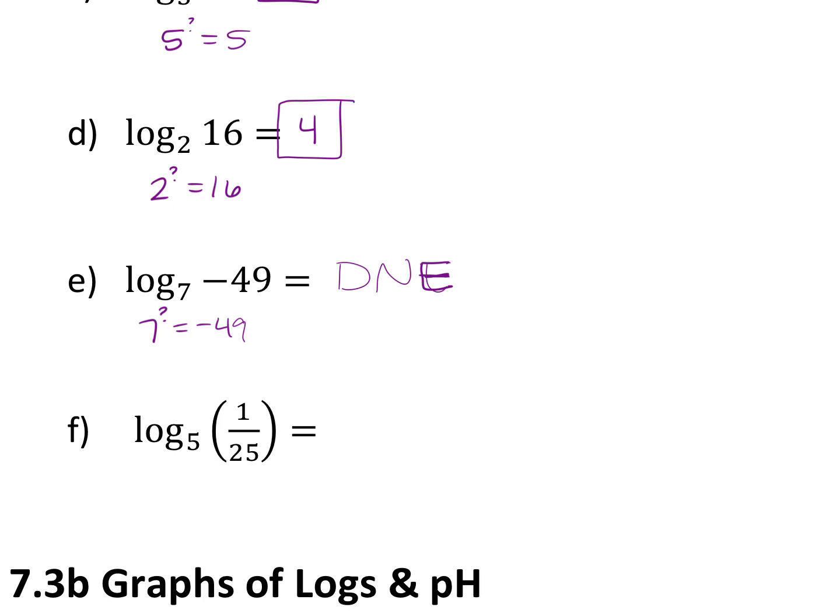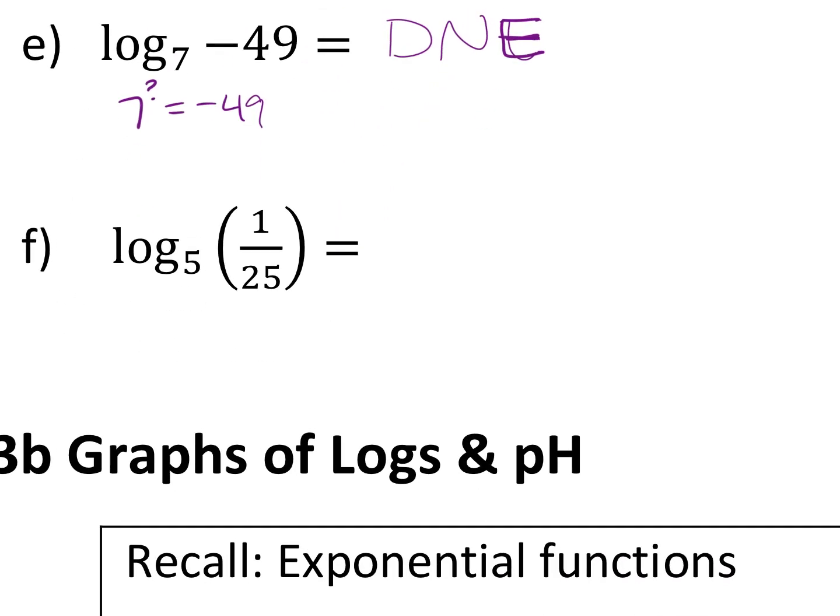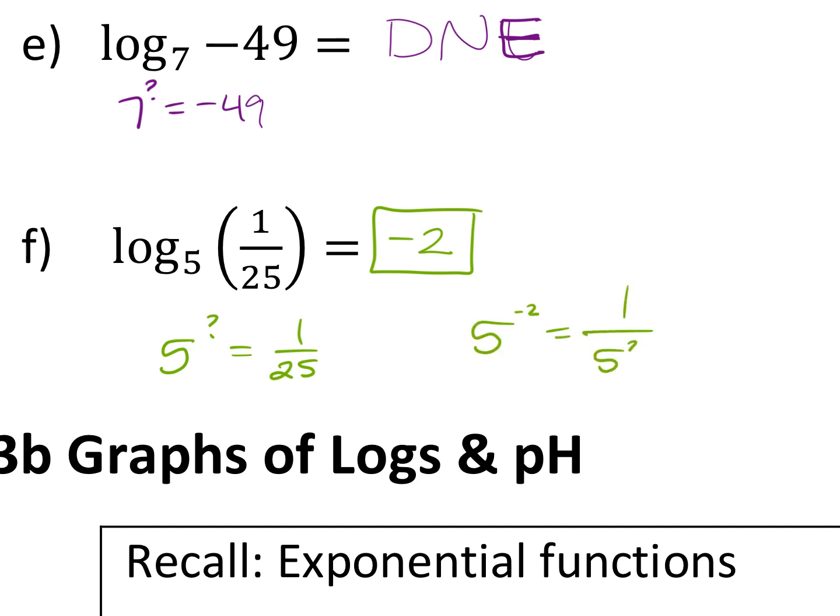Okay, now it starts to get a little bit fancier. So if you've checked out because you're like, this is easy, I've got it, check back in because we want to make sure you know what you're doing here. The question you're asking yourself on letter F is 5 to what power equals 1/25? Negative 2, right? 5 to the second power is 25, but if we take 5 to the negative second power, that's 1 over 5 to the second, or 1 over 25, okay?